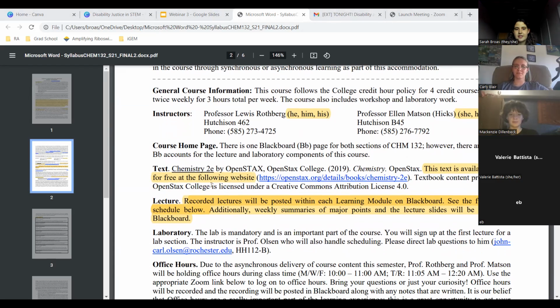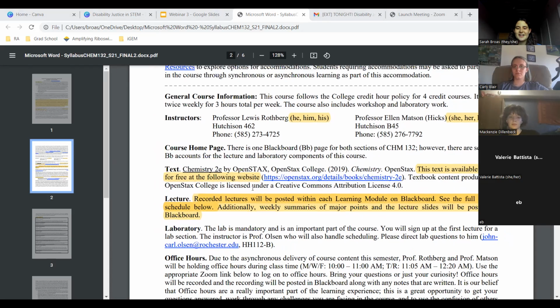The textbook. It's great that they're including a textbook because, as we talked about before, having multiple different ways to learn and access information is really important. And I also love that it's available online for free at the following website, which makes it accessible for students who might struggle to purchase an expensive textbook, which is most people, I would say.